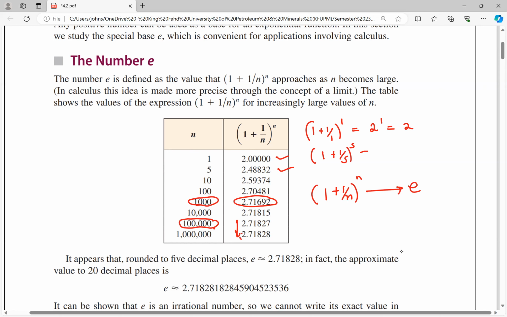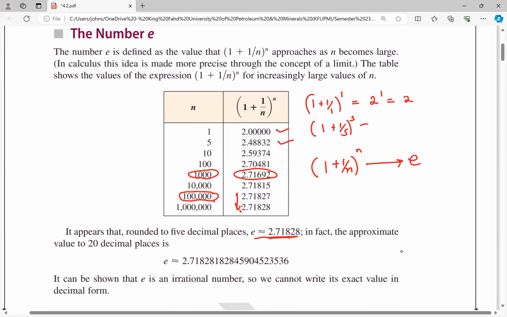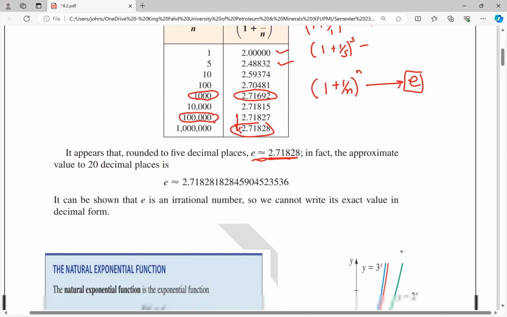And the approximate value of that e is 2.71828. So this is what we call the number e. The number e is just this approximate value. It's just like pi. Even if you take n to be 1 trillion or whatever, no matter how large n becomes, this value will not change much. So it means our sequence or this function is approaching this value as n becomes large.